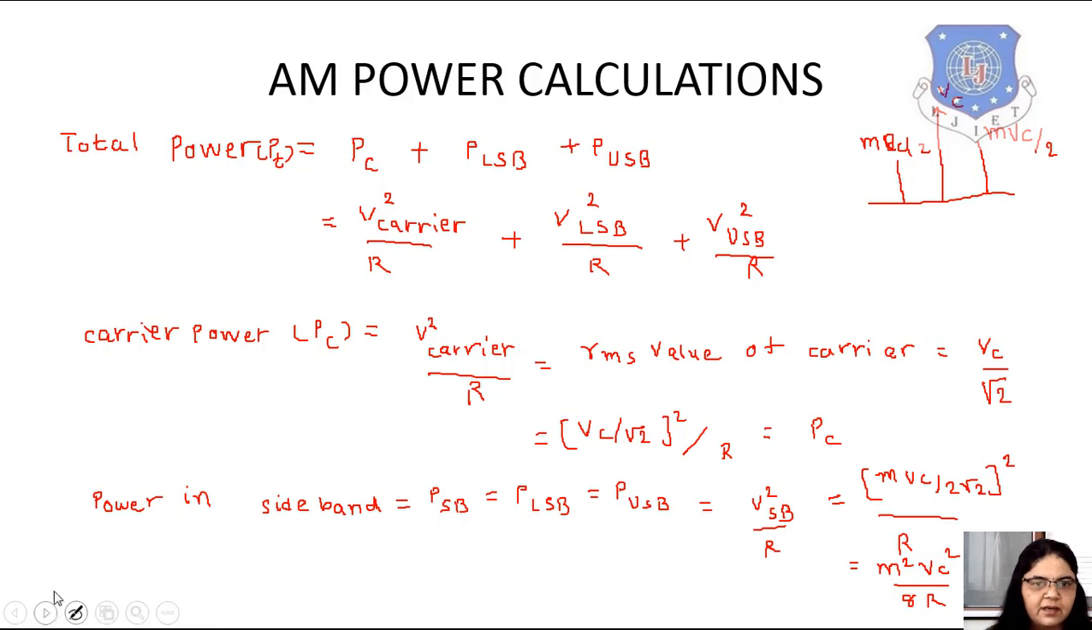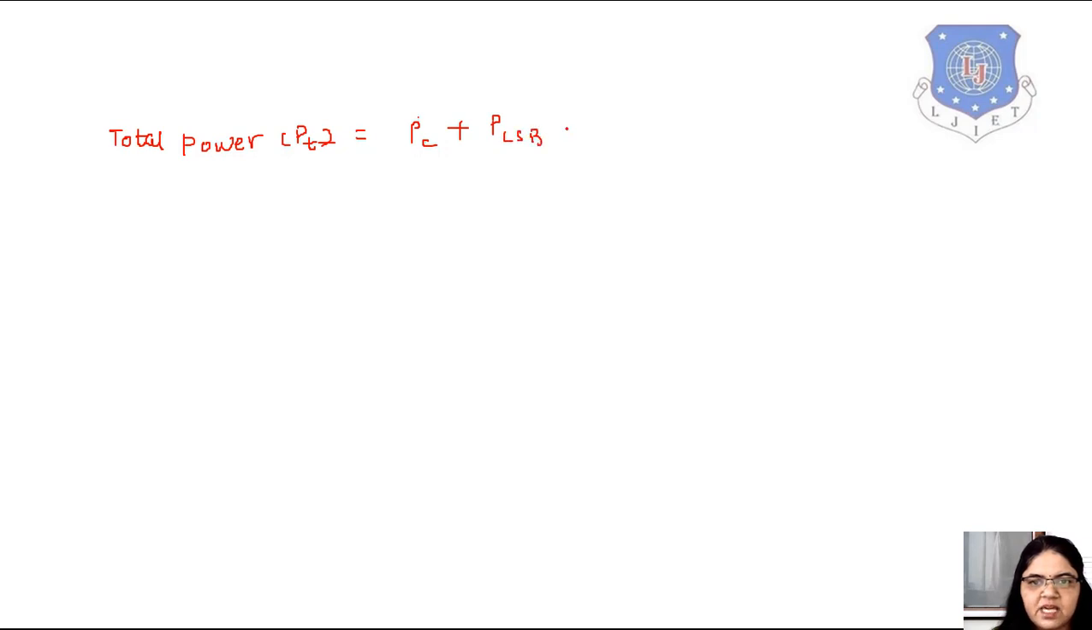So now we know what my total power PT is. PT is PC plus PUSB plus PLSB. So now I am putting all those values in the equation. So now my total power PT is equal to PC, which is Vc square upon 2R, plus PLSB plus PUSB.